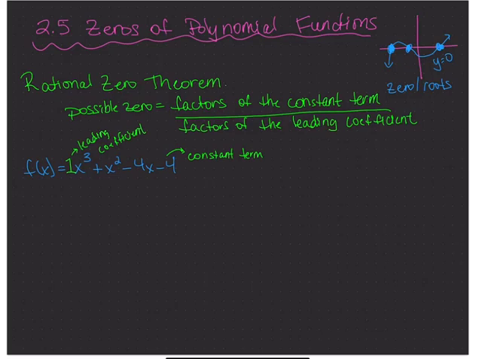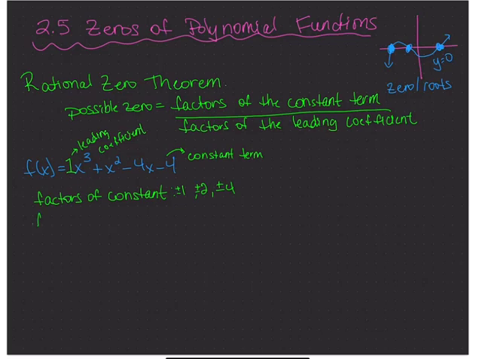We need to find our factors of the constant. Our constant number is -4. So we have to figure out what you multiply to get -4. Well, you can do 1 times -4, you can do -1 times a positive 4, or you could do a positive 2 times a negative 2.